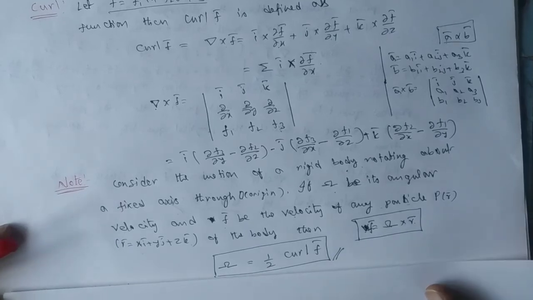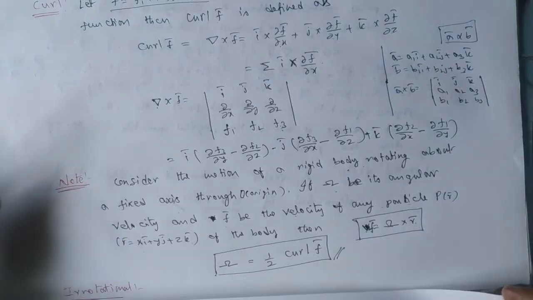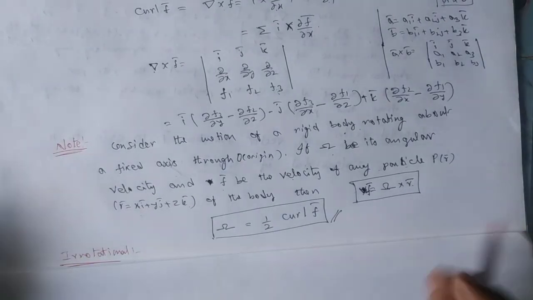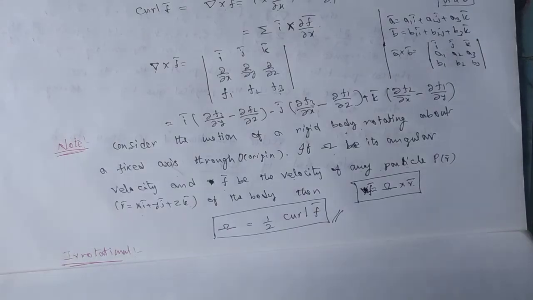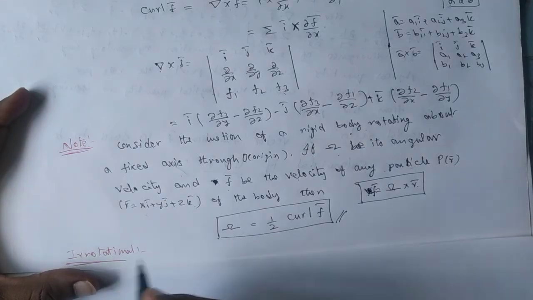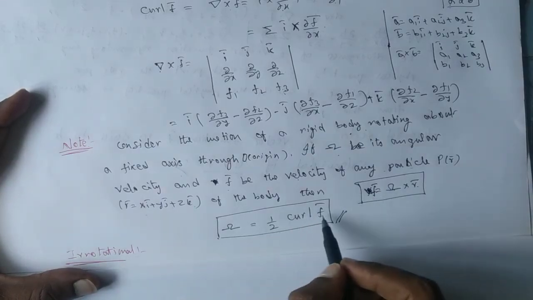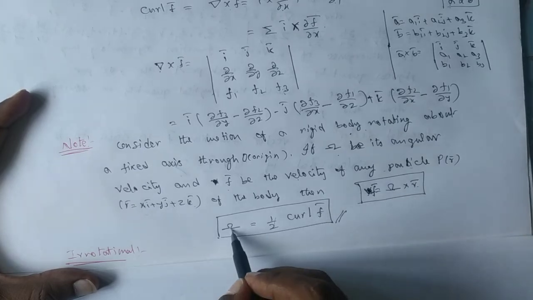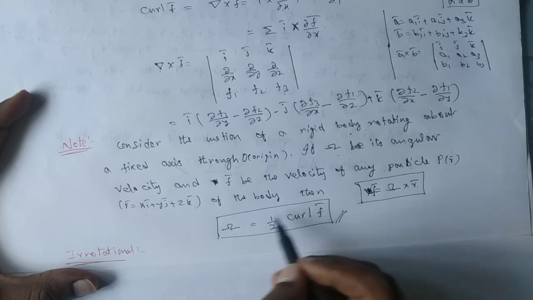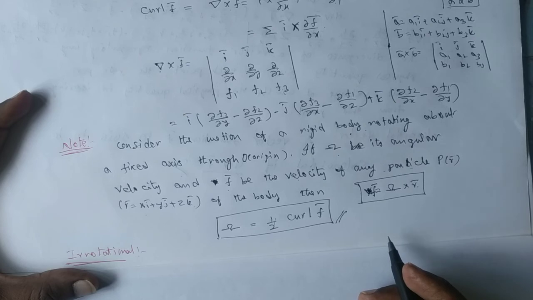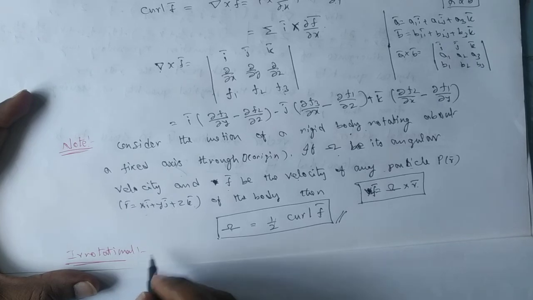Now let us come to what happens when this logic works out like this. In the last concept, if div f bar equal to 0, we can say that it is a solenoidal vector. In the same manner, suppose curl f bar is 0 bar, then what happens? That is called irrotational. Half curl f bar indicates the angular velocity. If curl f bar is 0 bar, half curl f bar is also 0 bar, which means there is no angular velocity. If there is no angular velocity, then it is called irrotational. There is no rotation at all.